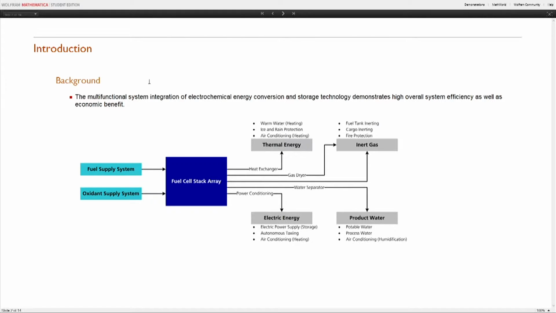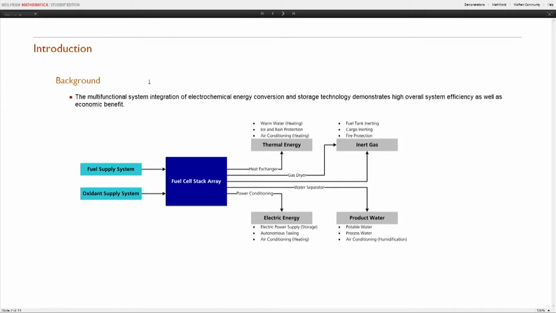And I don't know whether it's readable, but this is an example of a multifunctional fuel cell system for future generations of civil aircraft, where he has written typical purposes for the products. We use the thermal energy for ice and rain protection, warm water heating, also for the air conditioning. Electric energy obviously is used for electric power supply, also autonomous taxiing when there is an electric engine in one of the wheels of the aircraft, air conditioning, electric heating.